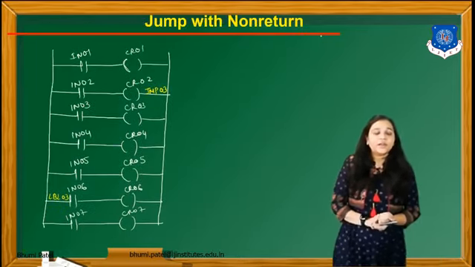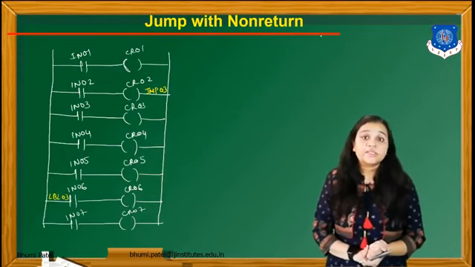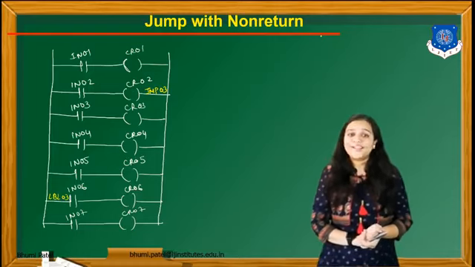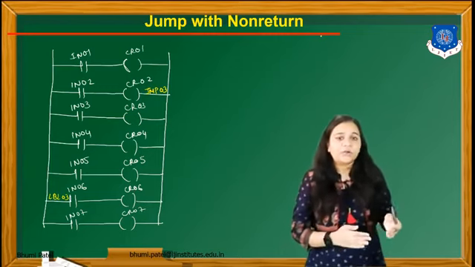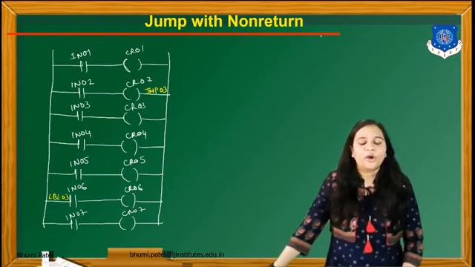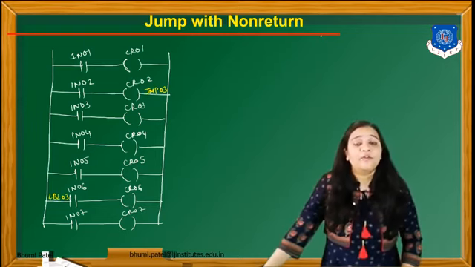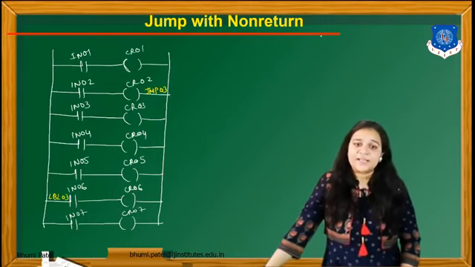Okay, the third control instruction that is used in PLC programming is jump with non-return. The jump instruction will be used when we write the program for a particular system, and after some time we know that some lines are not important for this program, so we have to use the jump function.